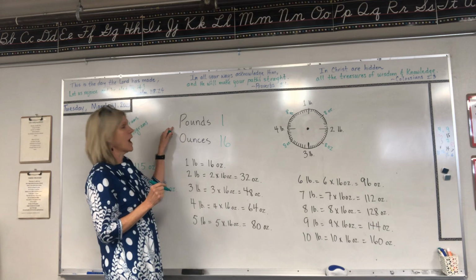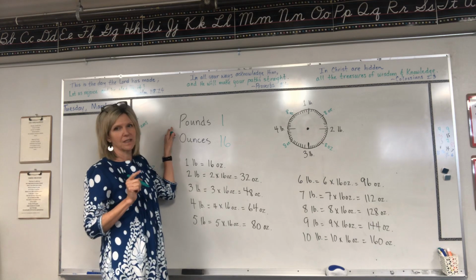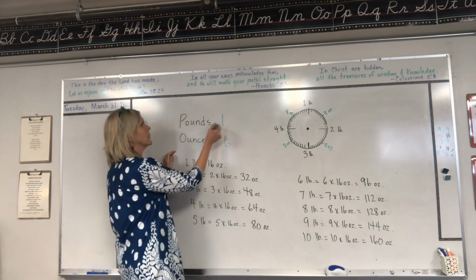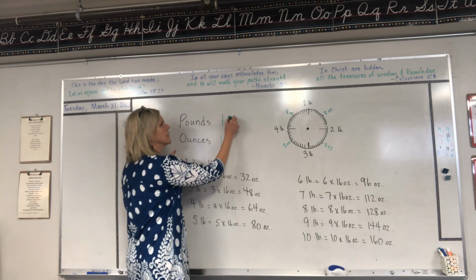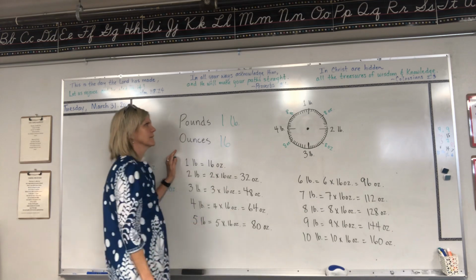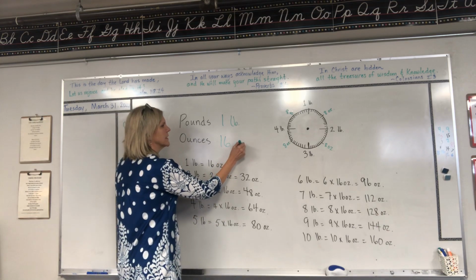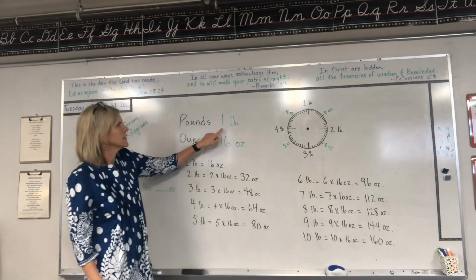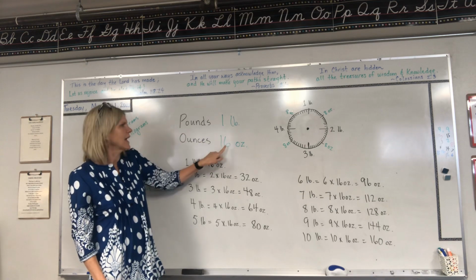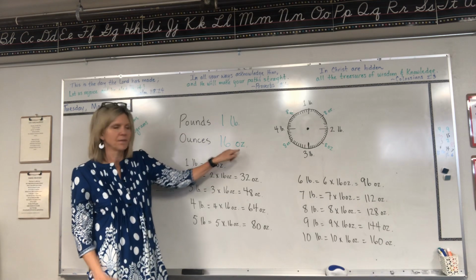Now, I'm not exactly sure, I probably should have studied up on this, but we label pounds with an LB, okay? And we label ounces with an OZ. So that is 1 pound and 16 ounces.